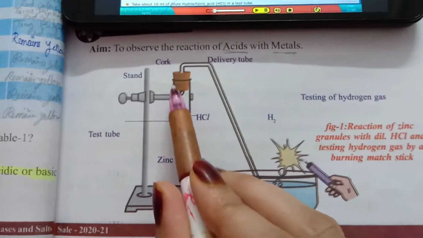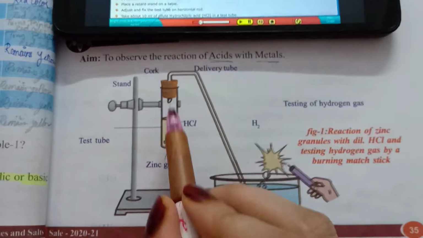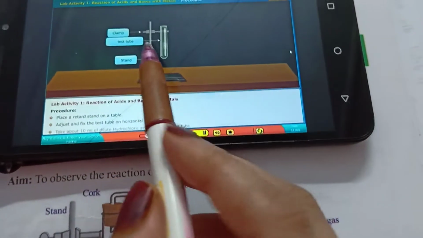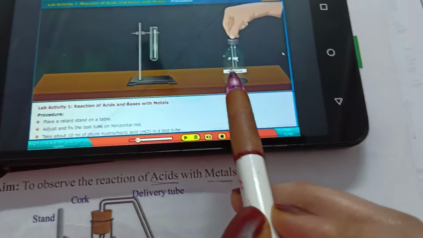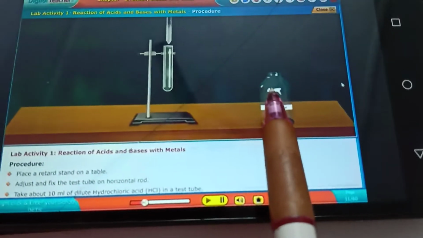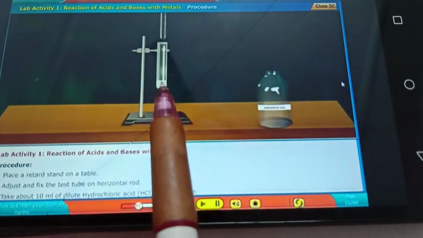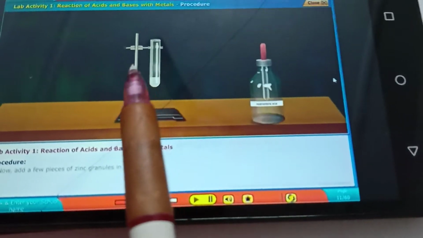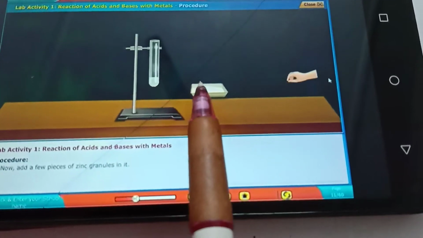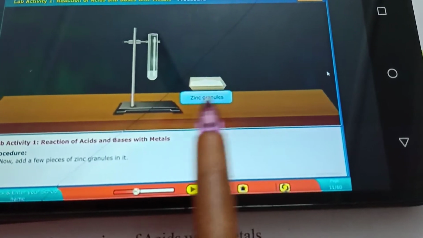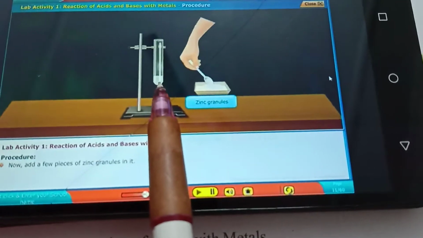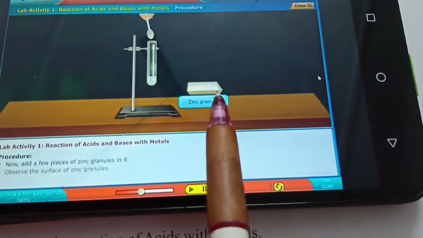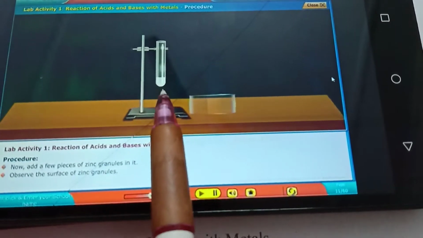Okay, in a horizontal manner, which means in a straight manner. After setting up our stand, we need to add 10 ml of dilute HCl to this test tube. Then we need to add some zinc granules to the HCl which is present in the test tube.